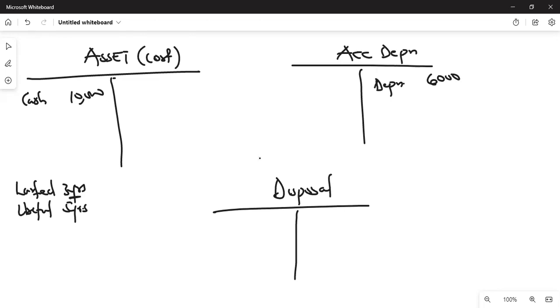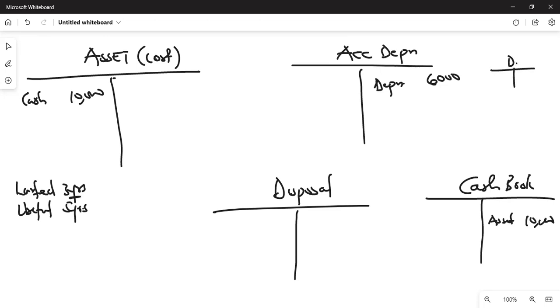Let me open a cash book. By the time I bought the asset, I credited here 10,000. The accumulated depreciation comes from the depreciation accounts year on year. It will be 2,000 each year, so you debit depreciation here and credit here. That is what you've done for 3 years, and that has given you this value.